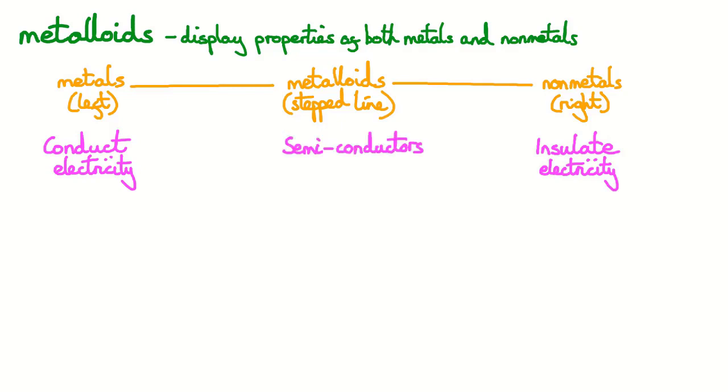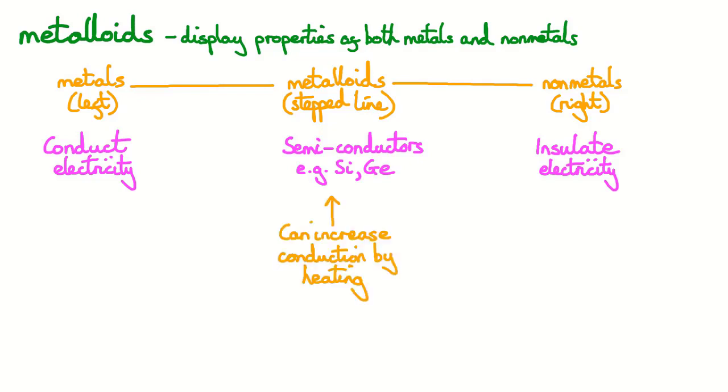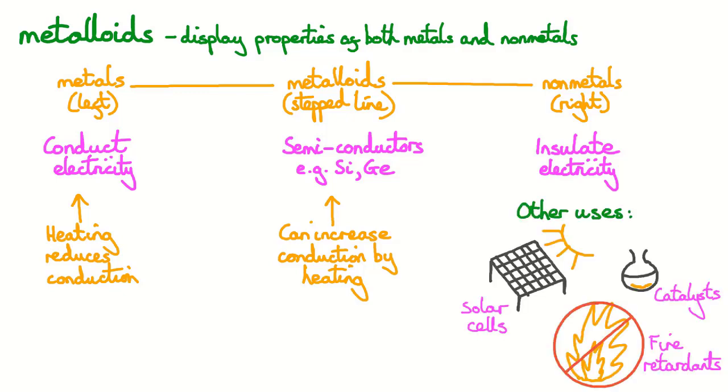We refer to metalloids which exhibit this in-between property as semiconductors. Silicon, for example, is a very commonly used semiconductor. We can even make semiconductors more efficient at conducting electricity by heating them up. In contrast, if you heat a metal, it reduces the amount of electrical conduction. Other uses for metalloids include solar cells, catalysts, and as fire retardants.